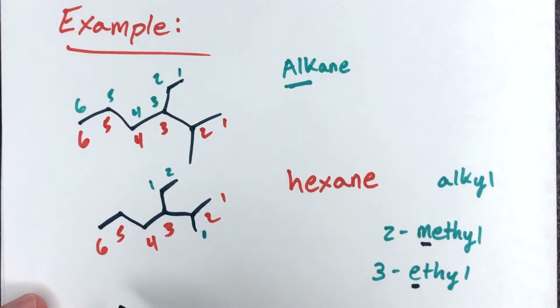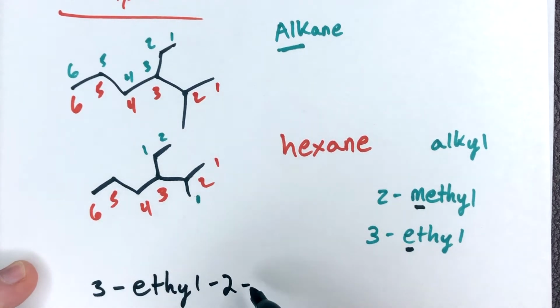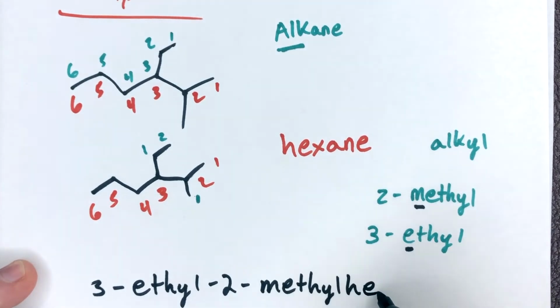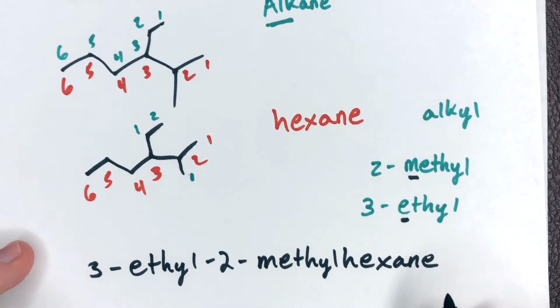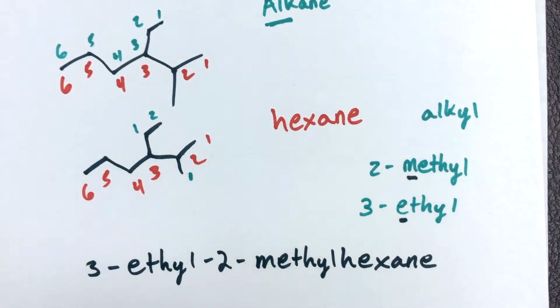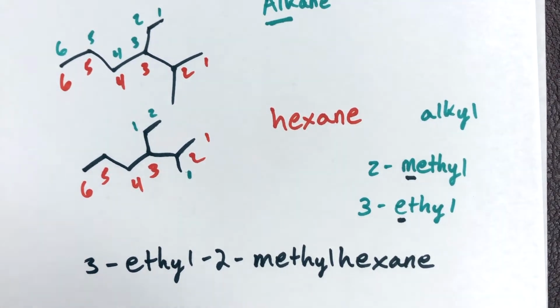So this final name then is 3-ethyl-2-methylhexane. And the methyl and hexane is just one word. You don't put a space or anything there. You always put hyphens between numbers and letters. That's why you see a 3-ethyl-2-methylhexane. And that gives you the final IUPAC name for this example.